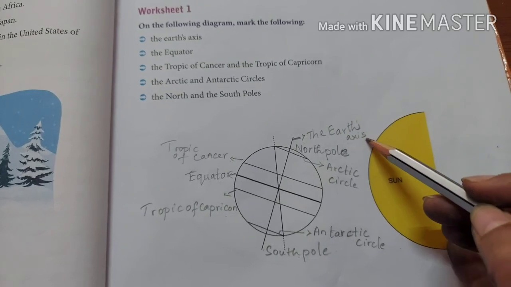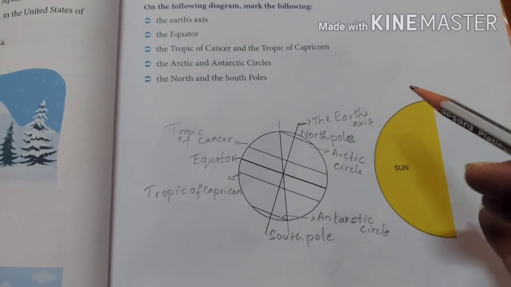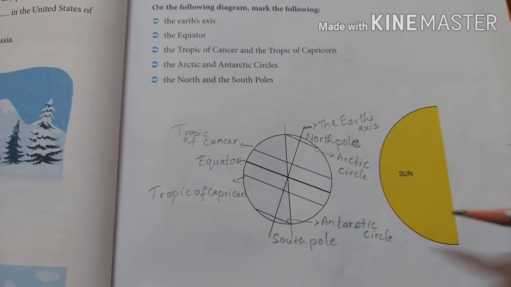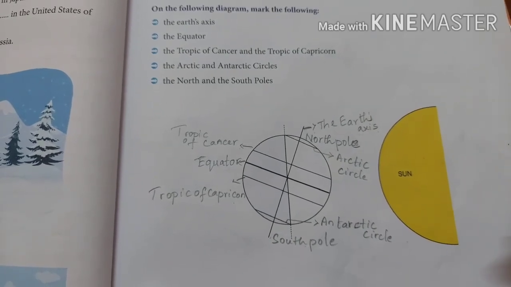So this is the Earth's axis. So write it down neatly with your pencil. Label it neatly.